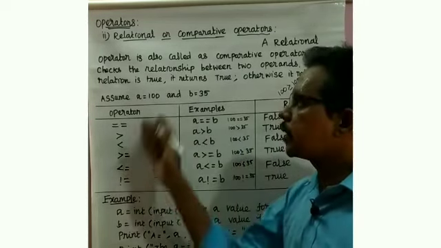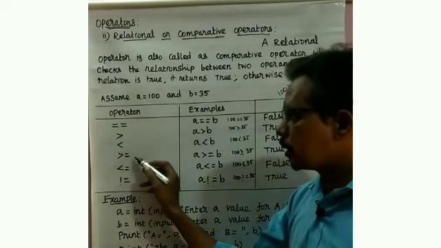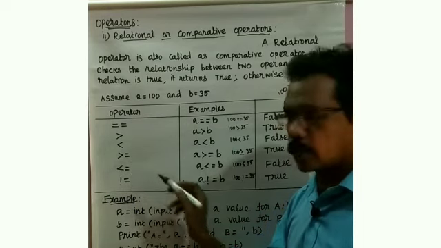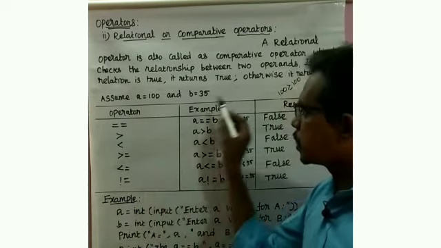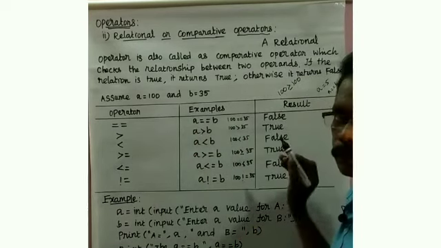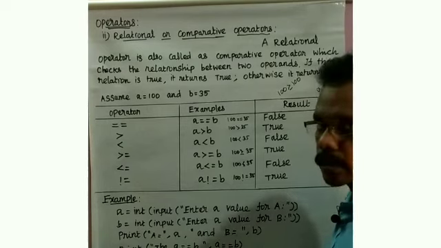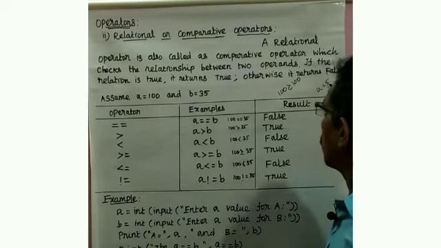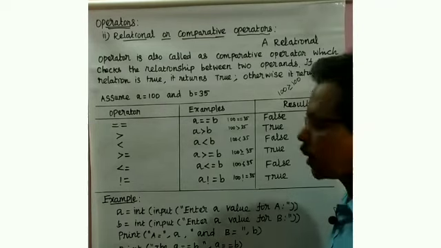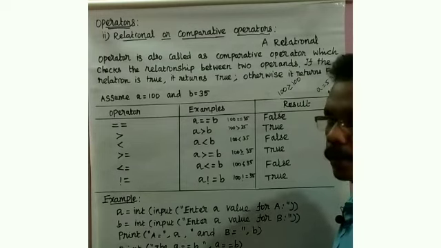So we can classify the relational operators. First is the equality operator, then greater than, lesser than, greater than or equal to, lesser than or equal to, and not equal. What is the difference between the single equal sign and the double equal sign? For example, a = 5 means the value 5 is assigned to a. So the single equal sign is called the assignment operator. Second, a == b is the equality operator, meaning a and b are both equal.